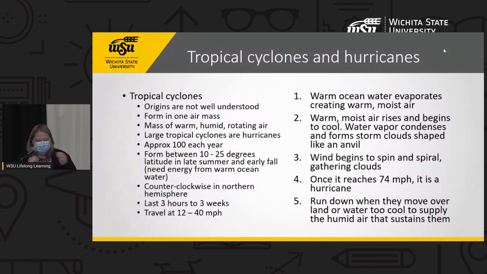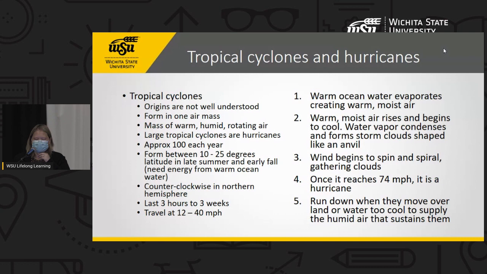So these form in one air mass. That's how they're different from the first two, from storms and extratropical. These form within one air mass, so it's not two coming together, it's just one. And that's the part that's not fully understood, why that occurs.